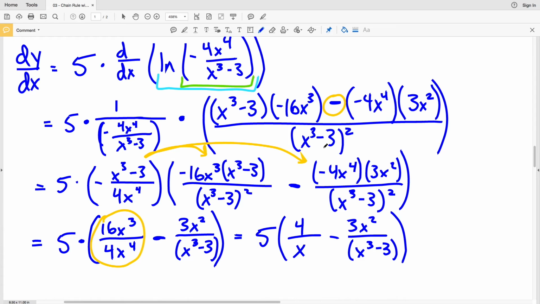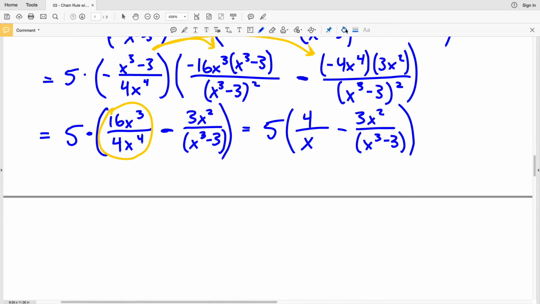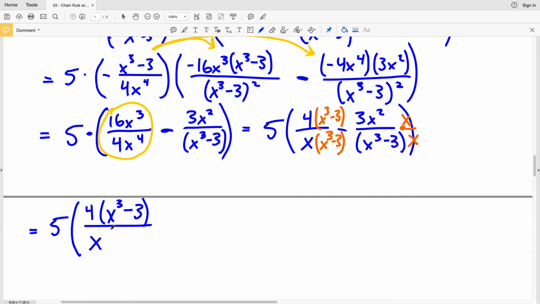Now in this next step, I want to be able to combine these over a like denominator. So in order to do this, 4 over x will be multiplied by 1, and the 1 is going to be x cubed minus 3 over x cubed minus 3. So I'm multiplying by the denominator of my second fraction. But then for this next fraction, in order to have a common denominator, I need to multiply by x over x. So we'll have 5 times 4 times x cubed minus 3 all over x times x cubed minus 3, and then we'll be subtracting 3x squared times x, which is 3x cubed, all over x times x cubed minus 3.